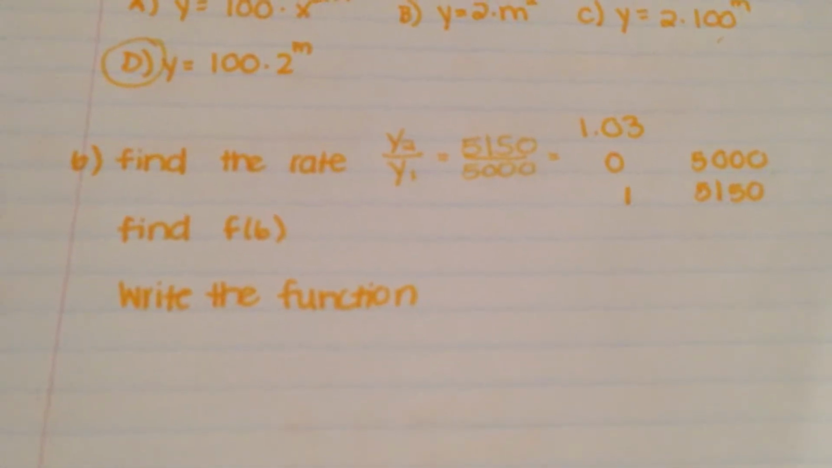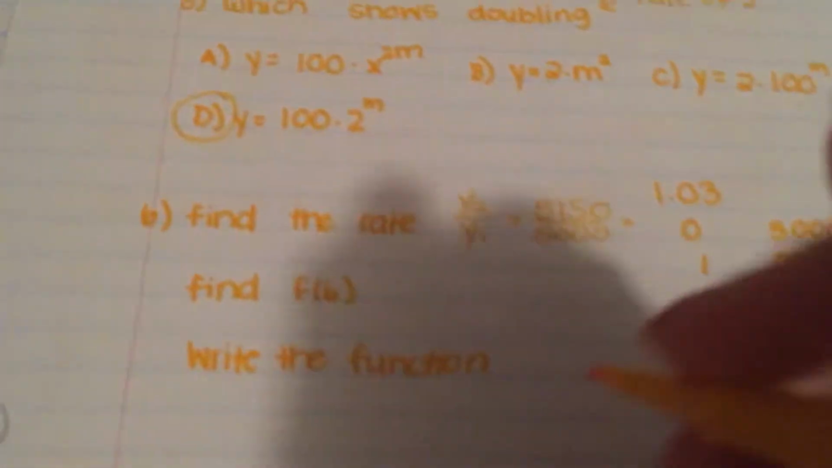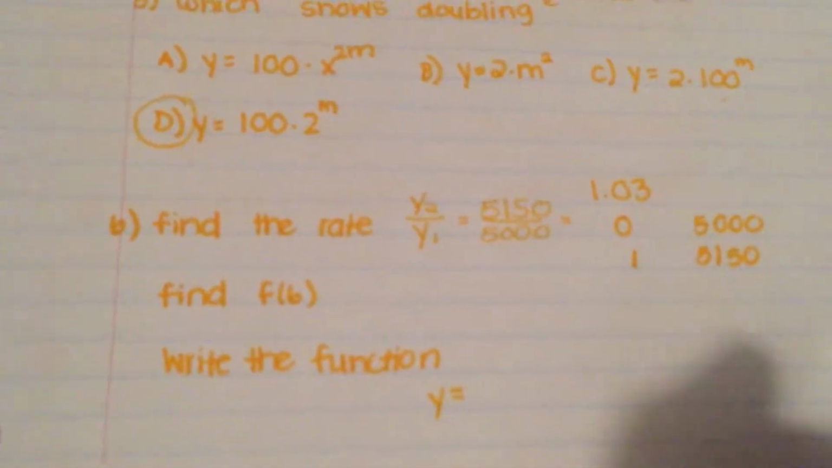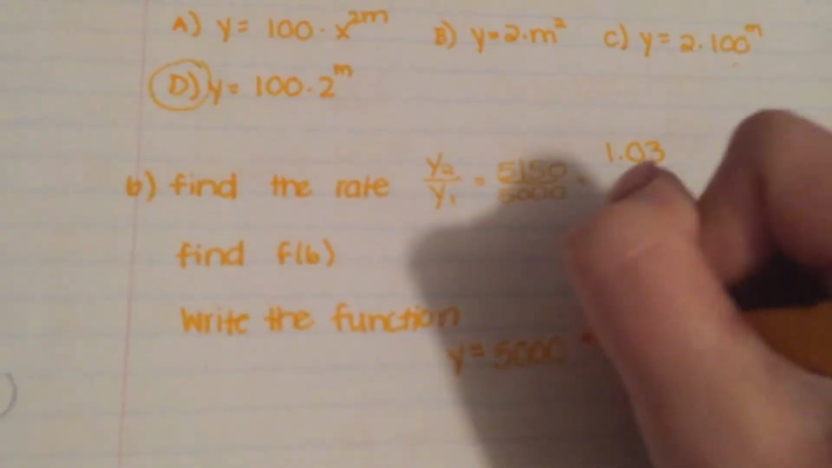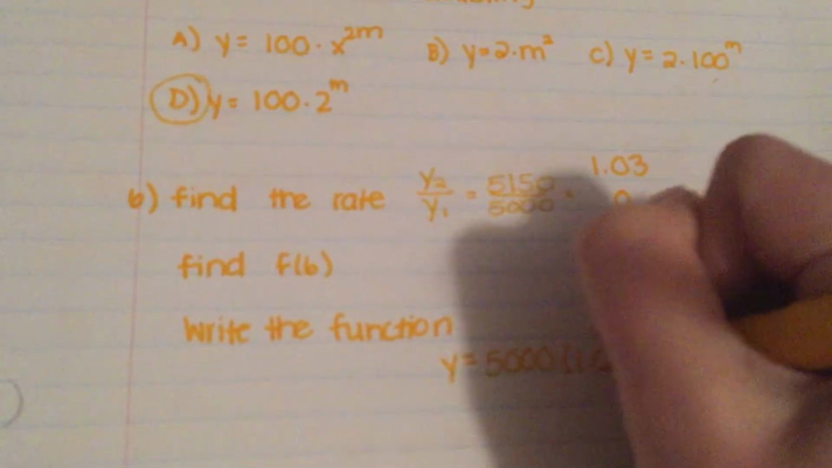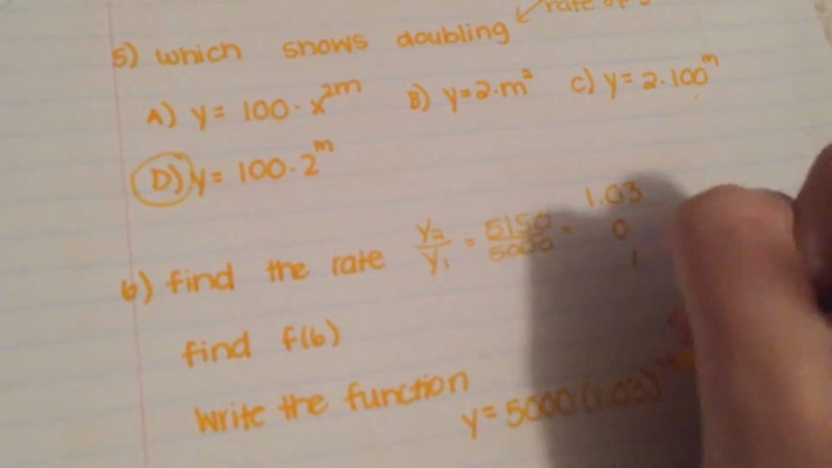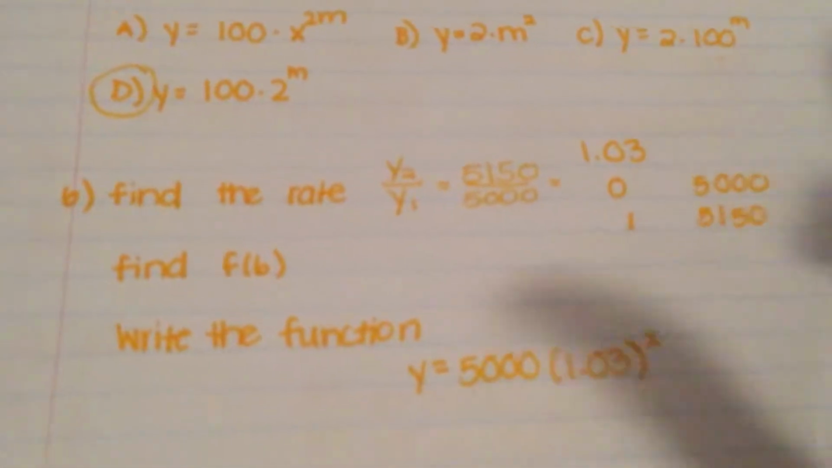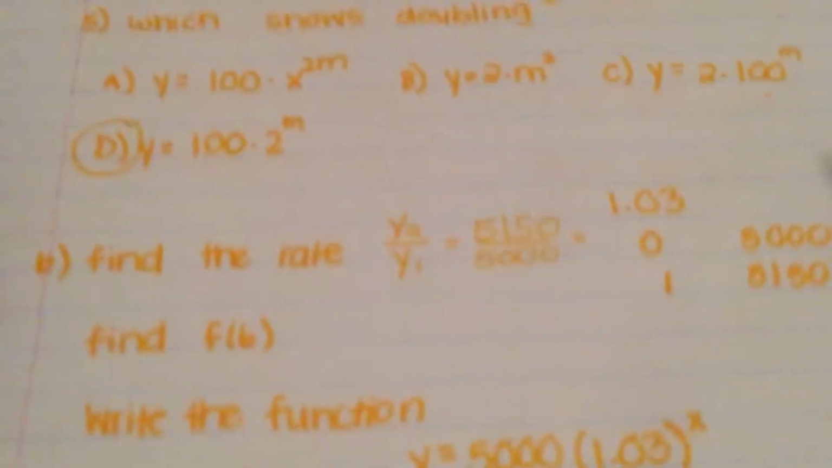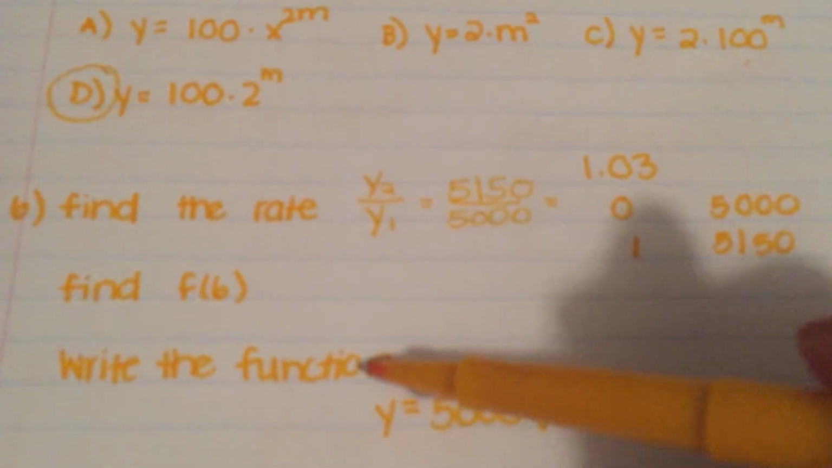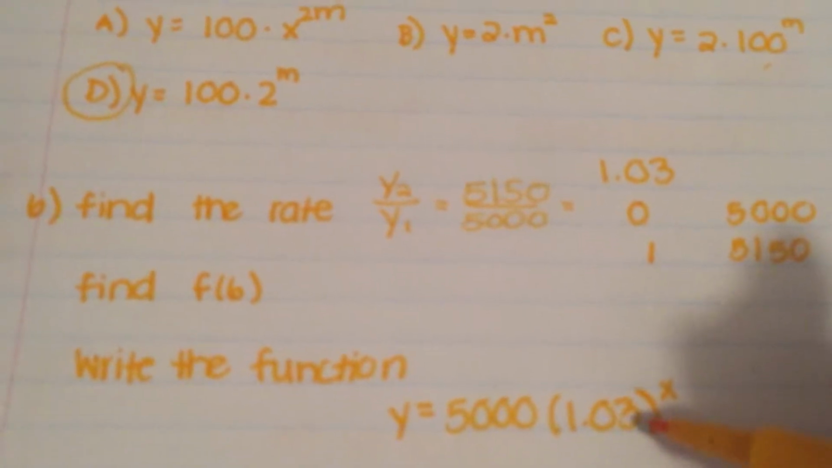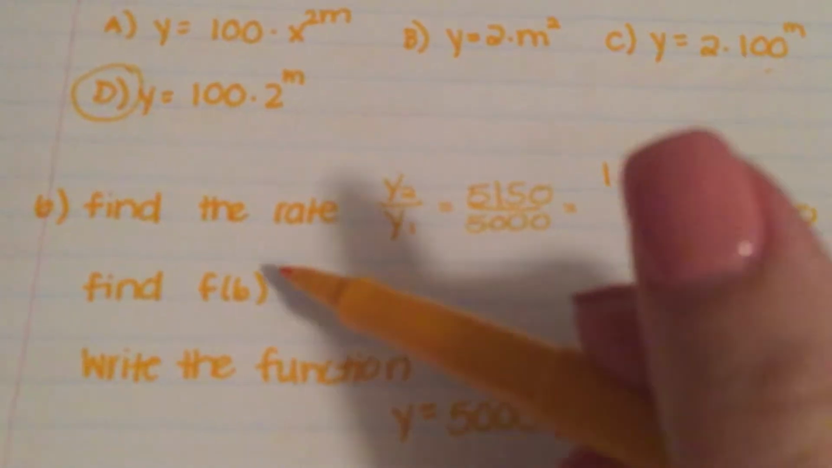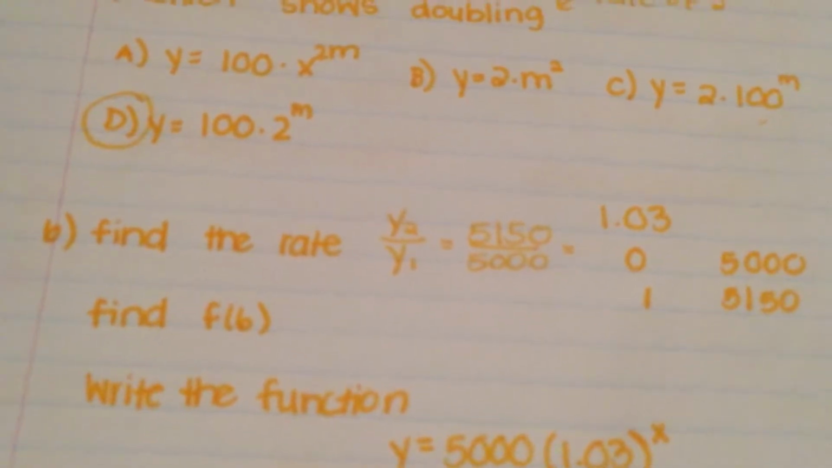So if I'm going to find f of 6, I first want the function to plug in my calculator. So y equals, where does it start? 5,000. The rate is 1.03 to the x. Okay, again, I'm going to ask you, why is it to the x when these were to the x minus 1? Because this is a function, not a sequence. So you can plug this in your calculator and then go to where x is 6 to find that value.